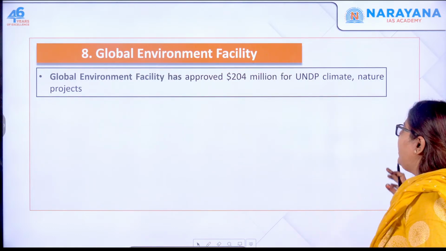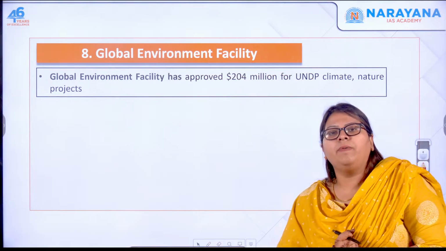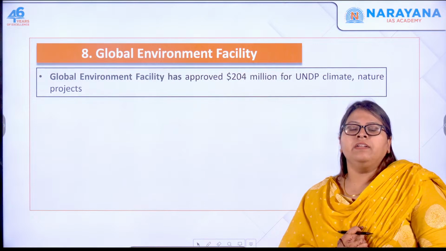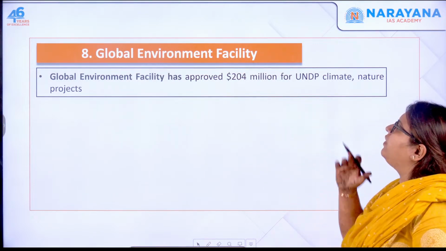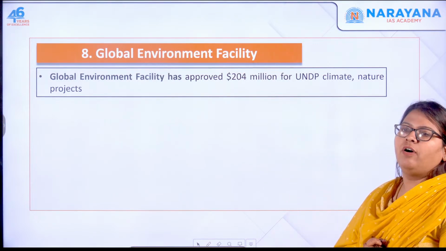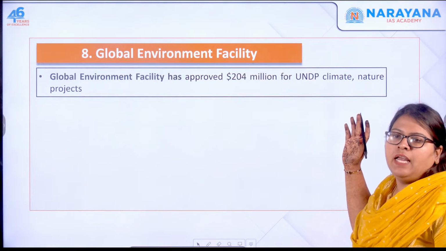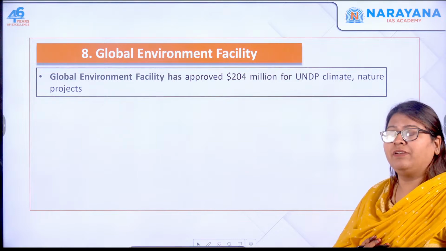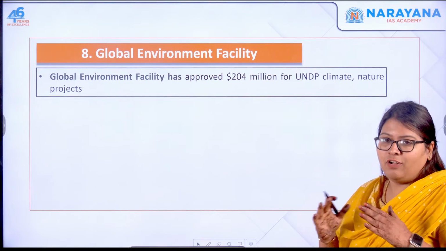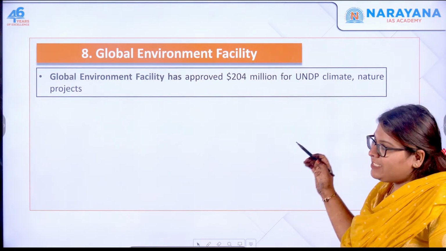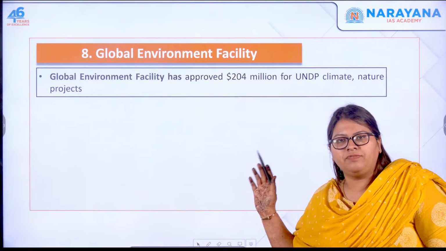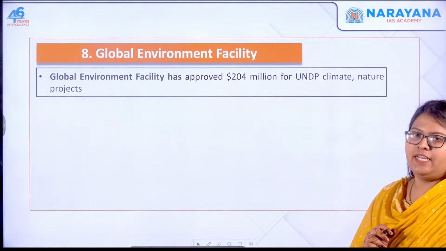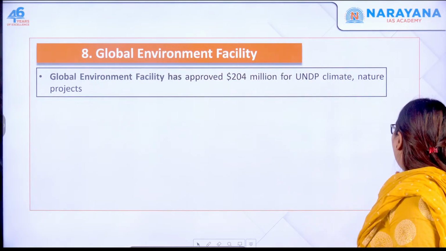Next one, Global Environment Facility. So Global Environment Facility basically is like a funding agency. This has actually approved around $204 million to the United Nations Development Programme. Sorry, I've just lost track of it. So it has granted this much fund for UNDP in order to carry out the climate as well as nature projects, that is environmental projects.